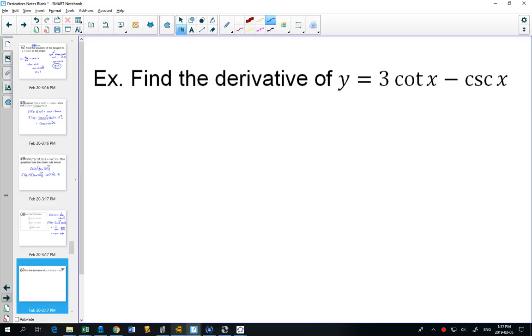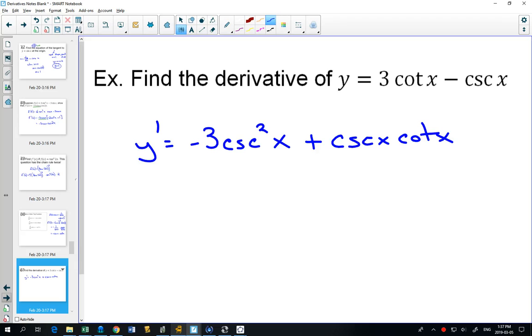And so if we use those formulas, the derivative of 3 cotangent x will be negative 3 cosecant squared. And the derivative of cosecant is negative cosecant cotangent. So here we have our derivative.